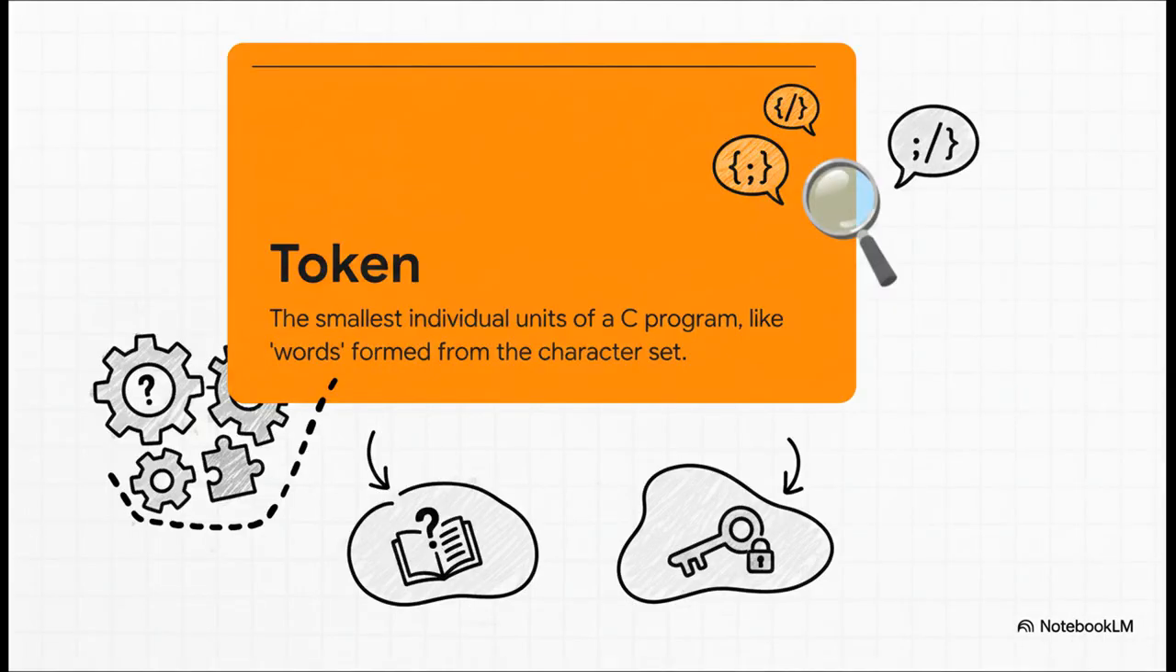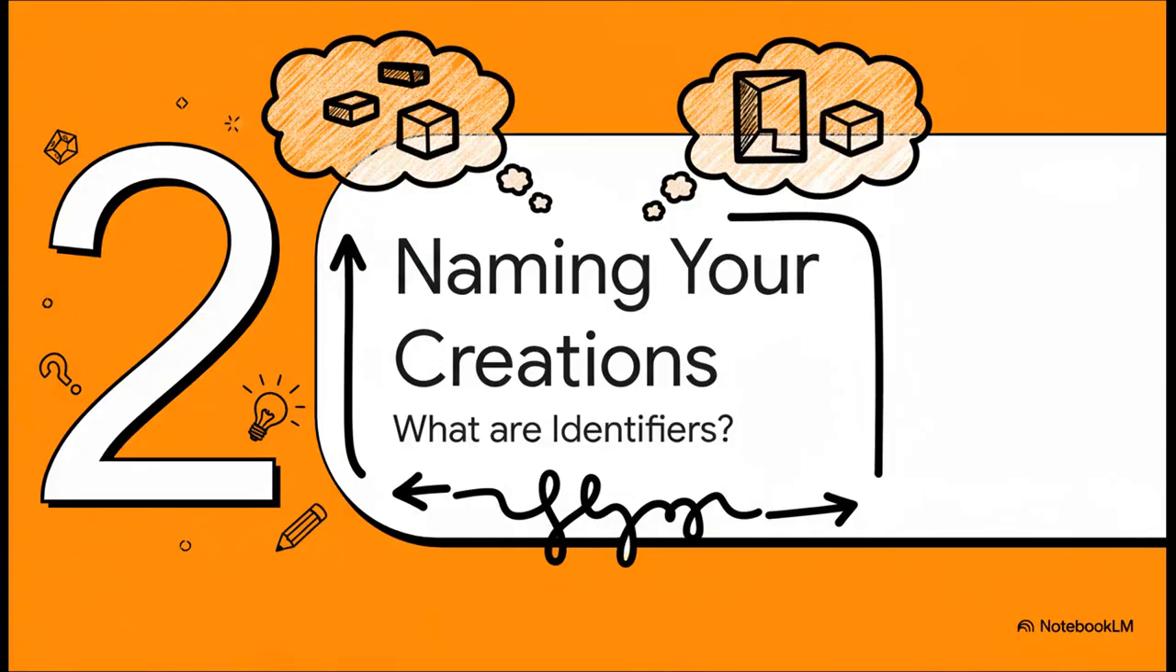Okay, so what happens when we start clicking those Lego bricks together in a way that makes sense? We create what the language calls tokens. And to put it really simply, tokens are the words of C. For today, we're focusing on two of the most important types: identifiers and keywords. All right, first up, identifiers.